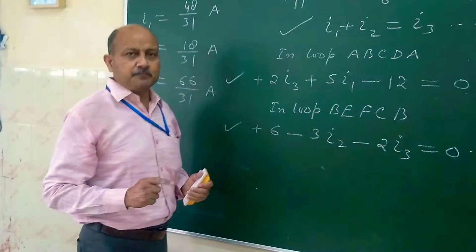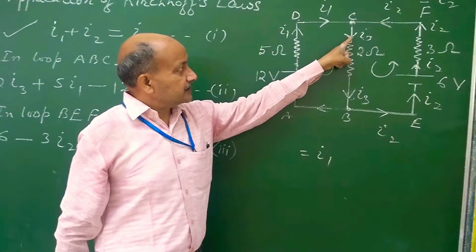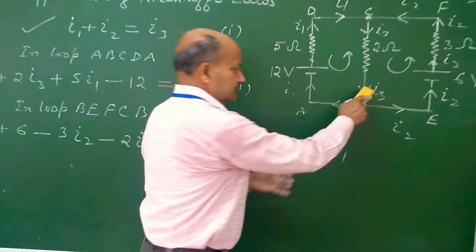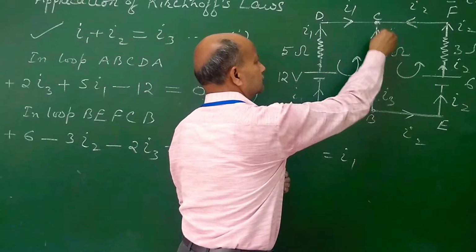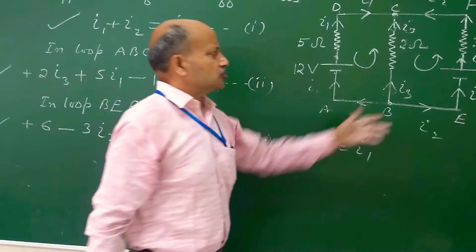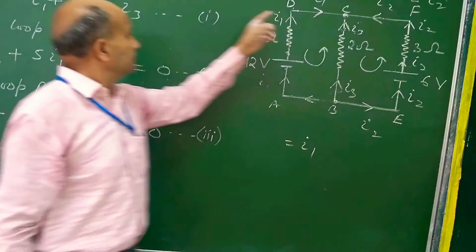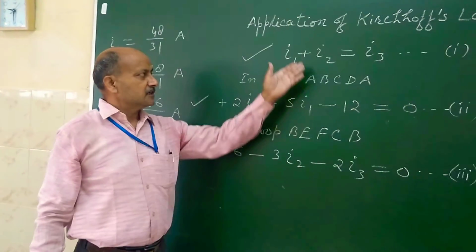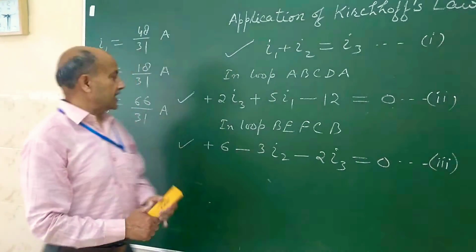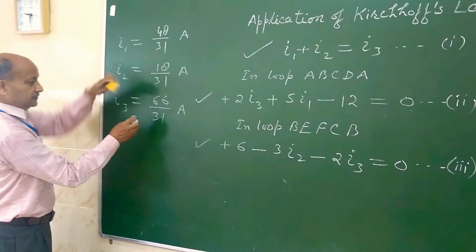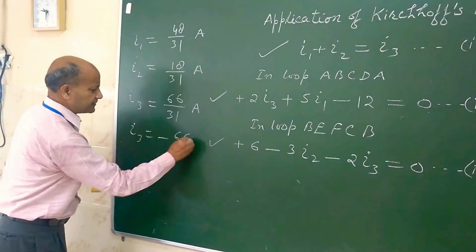There is one important thing here. Suppose the direction of current is shown in opposite direction. Suppose the current is given in this direction. And you solve the equation. When you solve the equation with this direction of current, the signs will change here. Somewhere positive will become negative and somewhere negative will become positive. And what will be your answer? In that case, your answer will be I3 value will change, minus 66 upon 31.